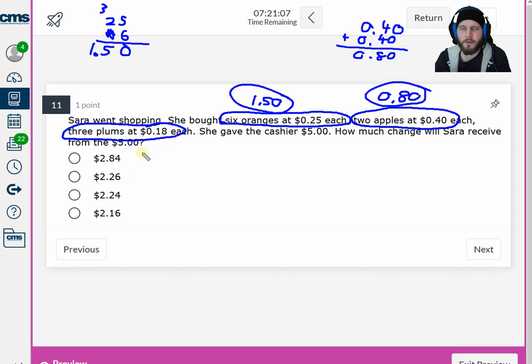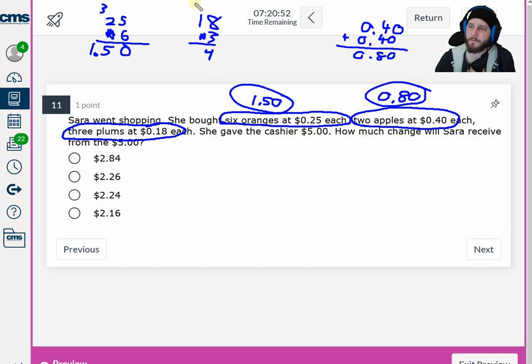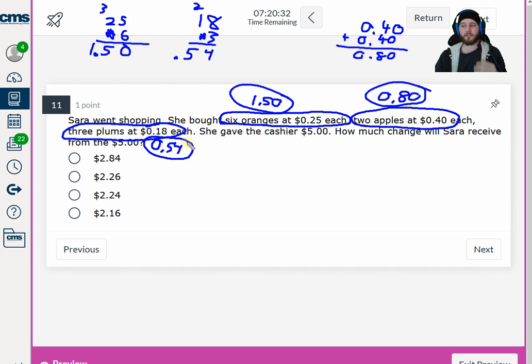And the plums, you could either add 18 3 times, or you could do 18 times 3 and put in 2 decimal places. Both ways will work. I'm going to choose to multiply. 18 by 3, that gives me 24. 3 times 1 is 3 plus 2 is 5. And I know there should be 2 decimal places. So 54 cents is how much she spent on plums. 0.54. So everything in blue is how much she spent.